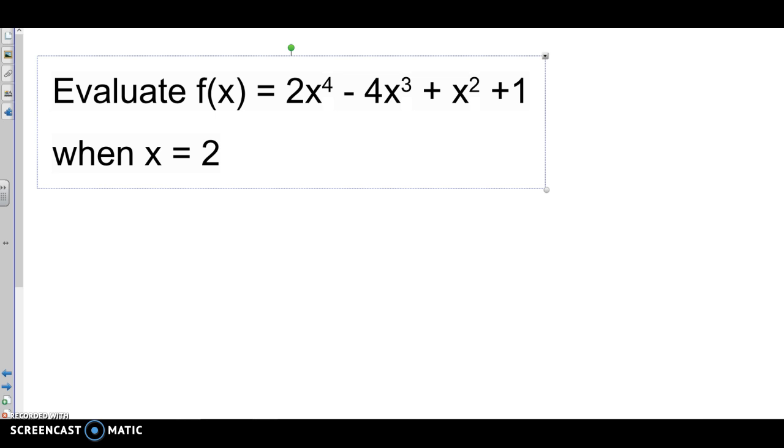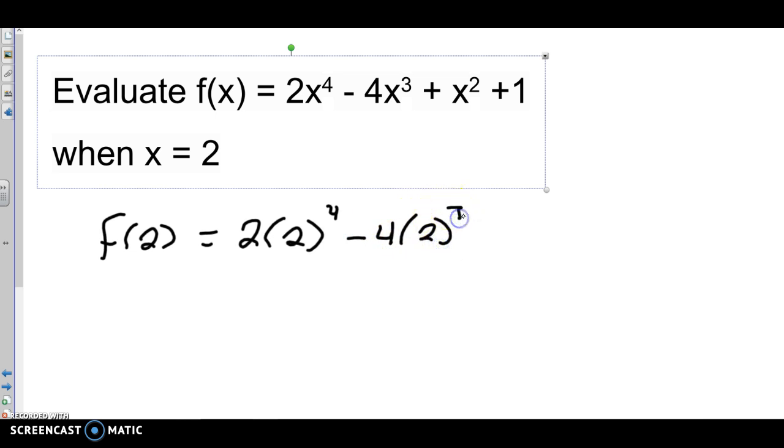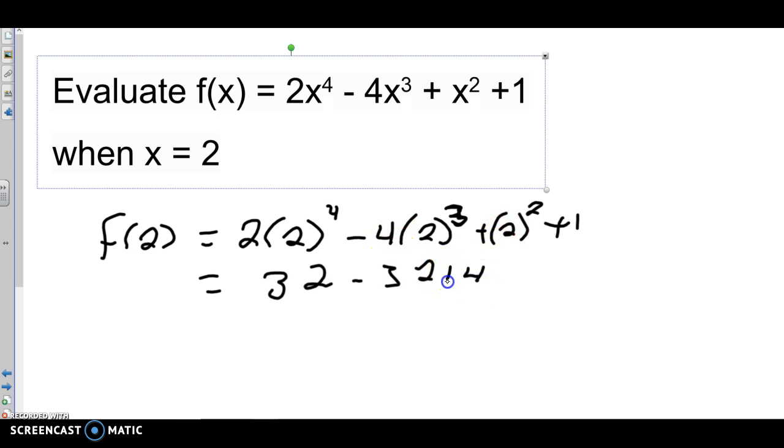So if I were to traditionally do this problem, we would fill in all the x values with a 2, and then using a calculator or simplifying, 2 to the 4th is 16 times 2 is 32, 2 to the 3rd is 8 times 4 is 32, 2 squared is 4, and 1. 32 minus 32 is 0, 0 plus 4 is 4, 4 plus 1 gives me 5.